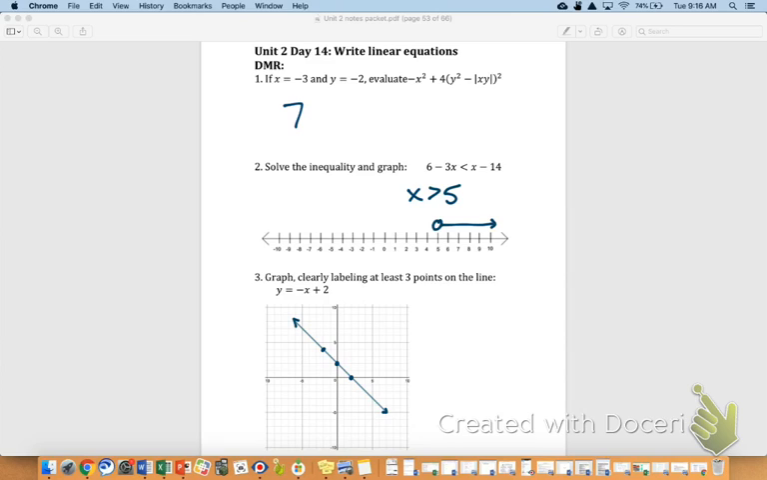So I just took a peek at your paper there, Sasha, and it looks like you've got, kind of as your final step, 5 is less than x. Yeah. So I would say that 5 is less than x is the exact same thing as saying that x is greater than 5.